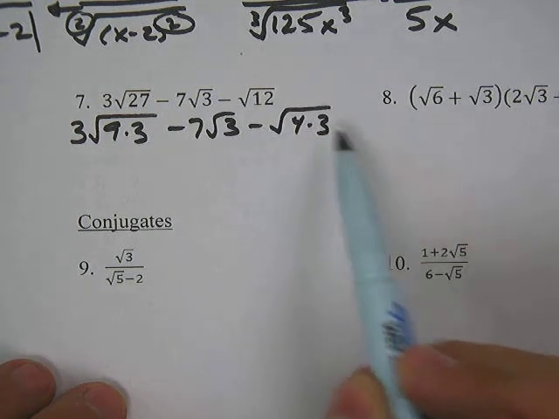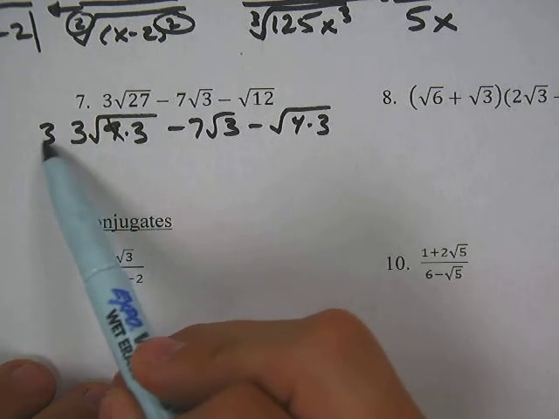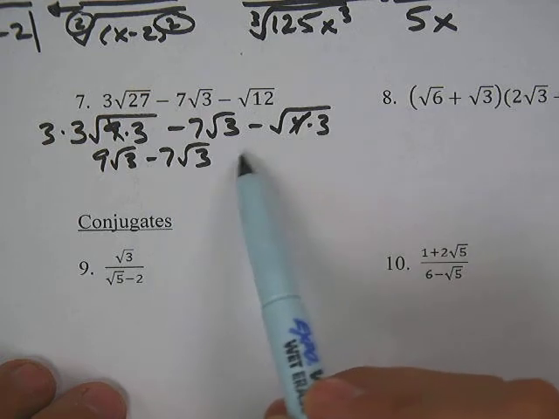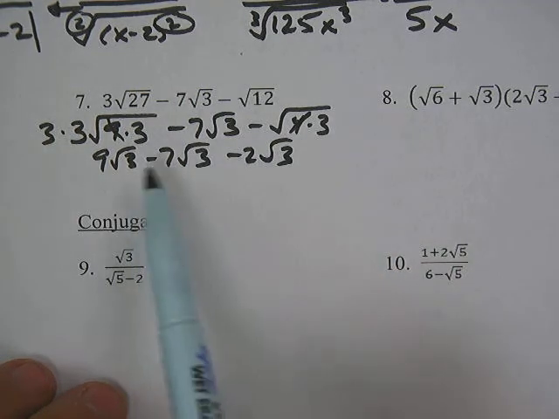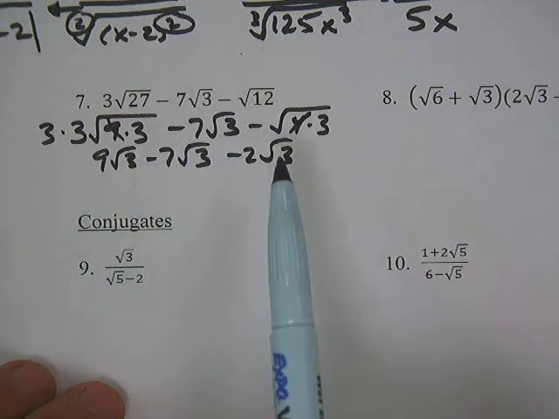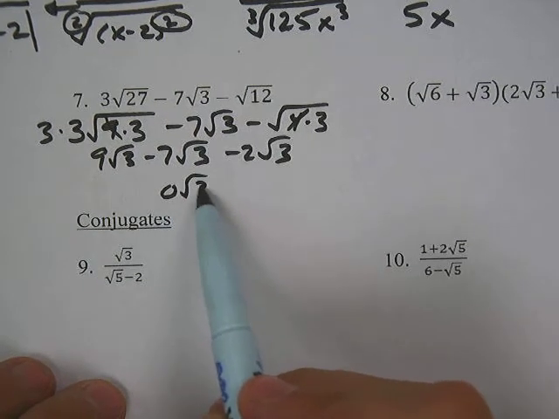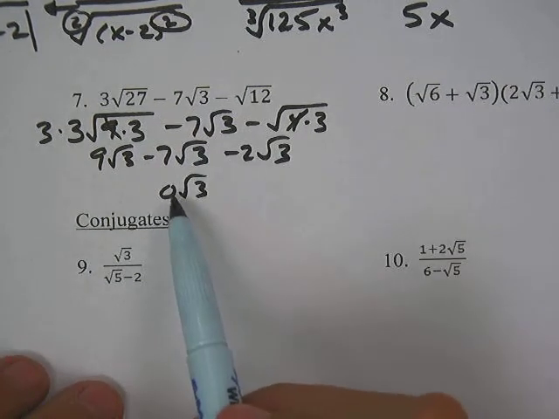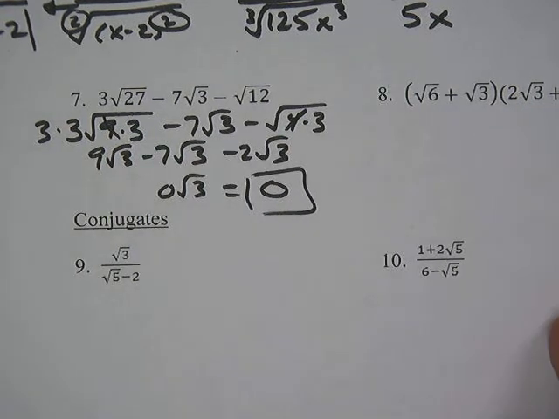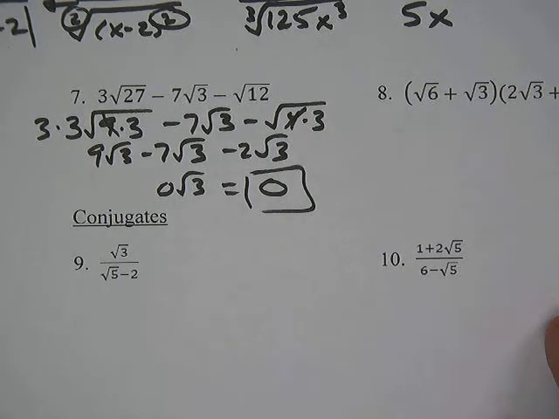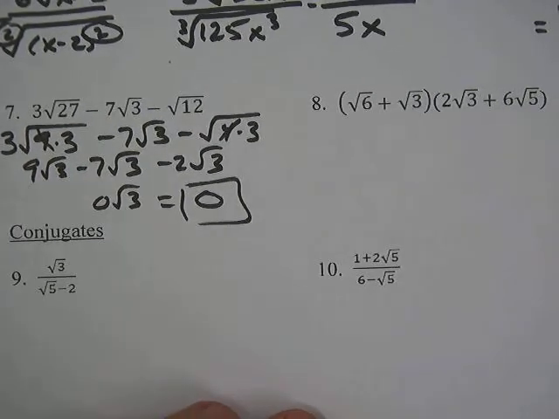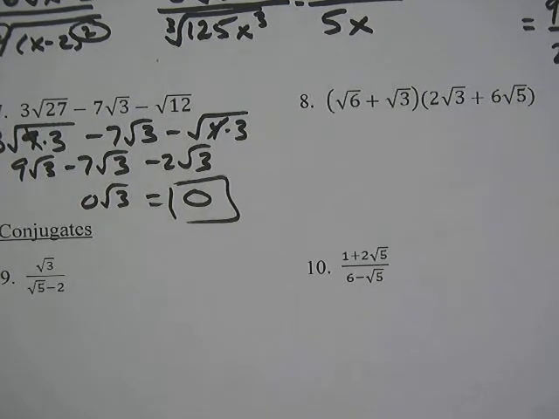I see we have 3 root 27. Well, I can simplify that. Rewrite this, and I can simplify root 12. So square root of 9 is 3. So I get 9 root 3 minus 7 root 3. Square root of 4 is 2. So you notice that all the radicands are the same, so I can actually simplify that. 9 minus 7 is 2. 2 minus 2 is 0, and I get 0 root 3. Well, 0 root 3 means 0 times root 3, so the actual answer is 0.